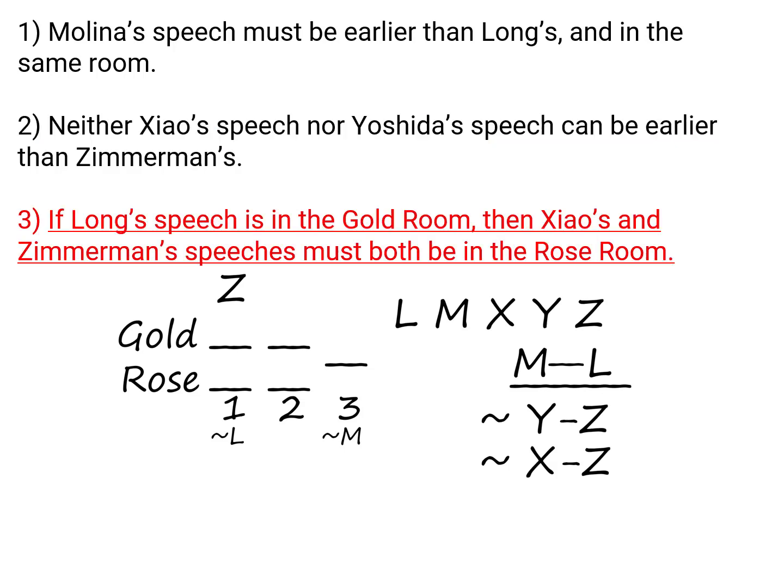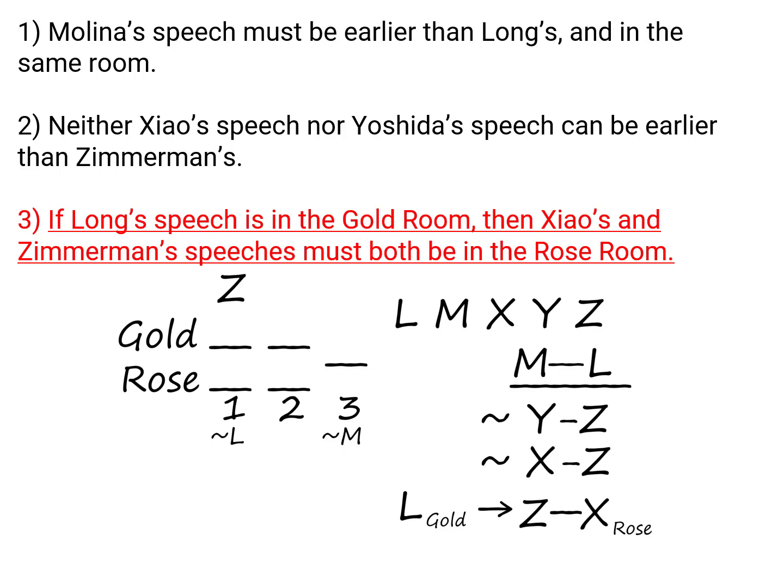The final rule here is a conditional rule. It says if L is in the gold room, then X and Z have to be in the rose. And of course, if they were in the rose room, it would be in that order. Z would be in front of X because X is never allowed to be in front of Z. So whenever you have a conditional rule, write it into shorthand using the arrow shorthand. If L is in the gold, then Z and X are in the rose.